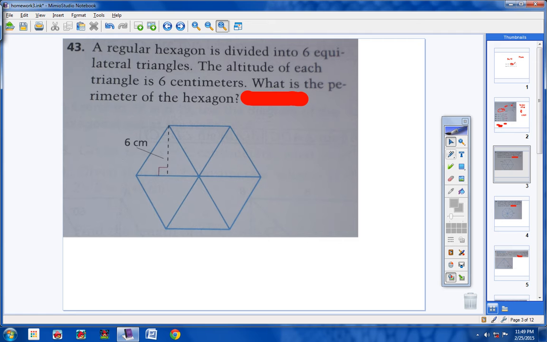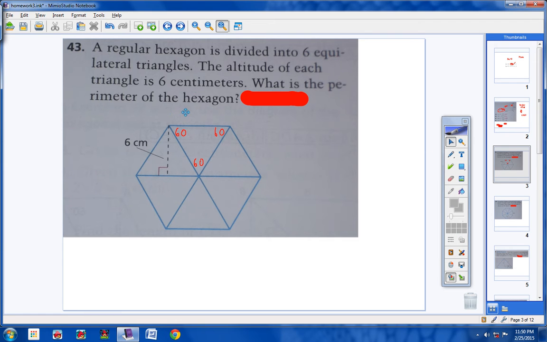A regular hexagon is divided into 6 equilateral triangles. Now let's stop right there. If all of these triangles are equilateral, don't forget that also means they're equiangular. So I know for sure this angle is 60, this angle is 60, and this angle is 60, okay? So off to the side I'm going to draw a little bigger triangle, alright?